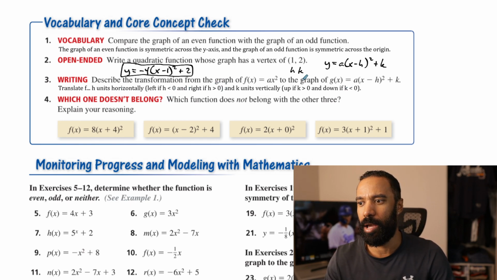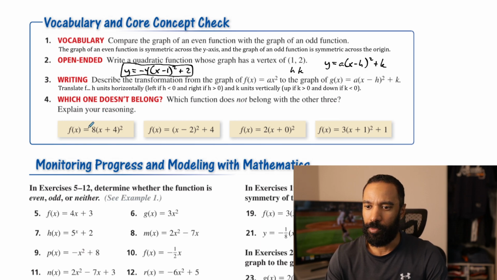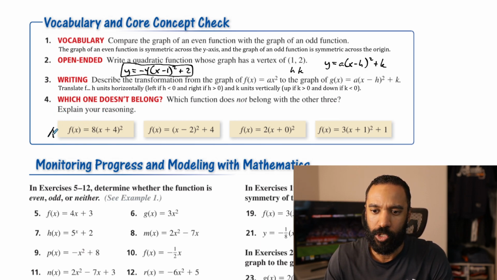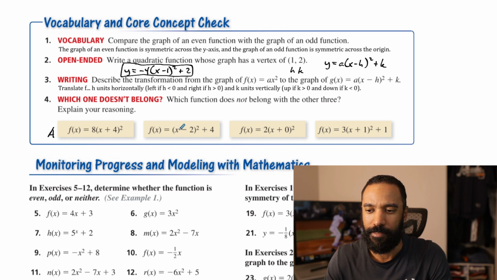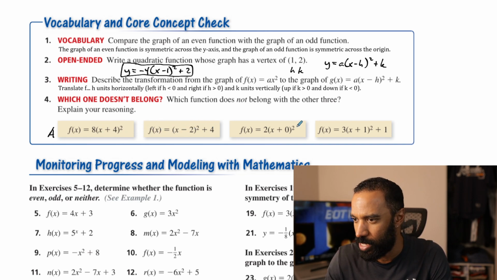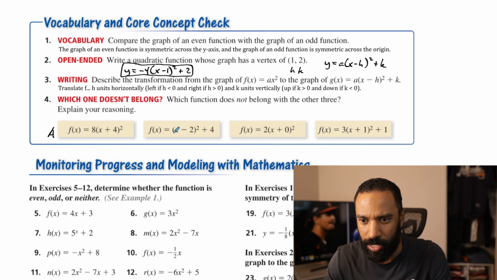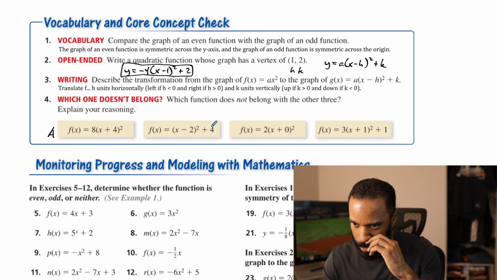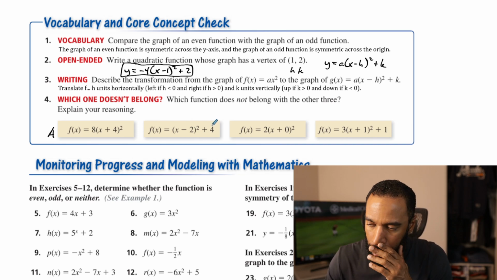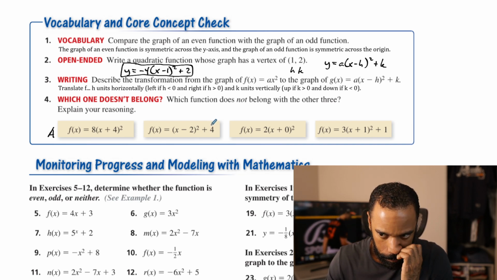All right, which function does not belong with the other three? Explain your reasoning. I'm going to call this one A, and let's compare these things here. f of x equals 8 times x plus 4 quantity squared. This is a vertex form equation. This one says f of x equals x minus 2 quantity squared plus 4. They aren't the same equation, but they're both vertex form. What are they asking us here? Let me look at all three and see what they're talking about. Which function does not belong with the others?